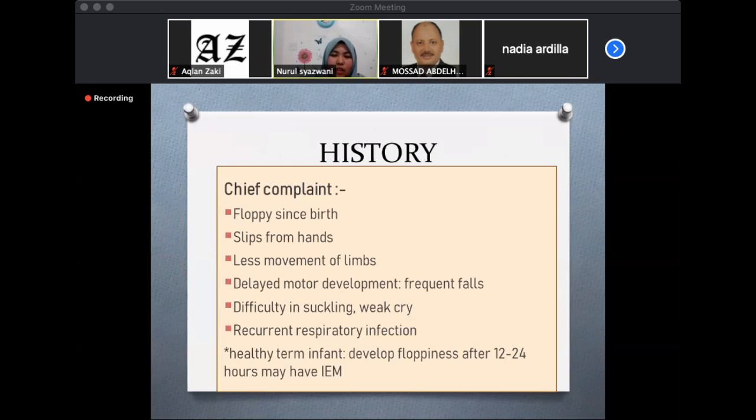Okay, for history, the chief complaint: the mother will complain that the child has been floppy since birth, slips from the hands, has less movement of the limbs, delayed motor development, or the child may have frequent falls, difficulty in suckling or a weak cry, which may suggest myasthenia gravis or SMA. Also recurrent respiratory infections.